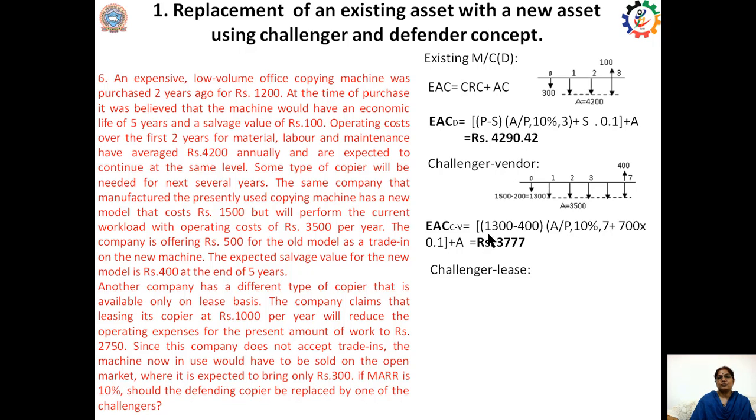But now there are two challengers and two different values. If it was the same, there would not have been any problem. Those two are different. One is giving 500, the other one 300. What to write here, whether 500 or 300? This person gives 300. Not this person, but you can sell it in the open market for 300.